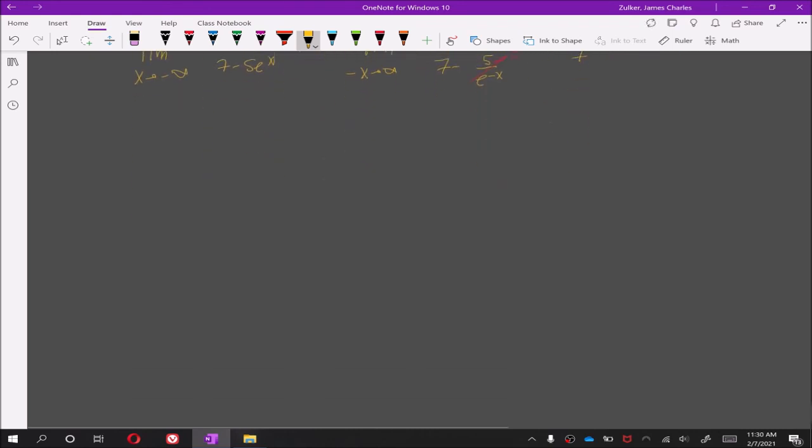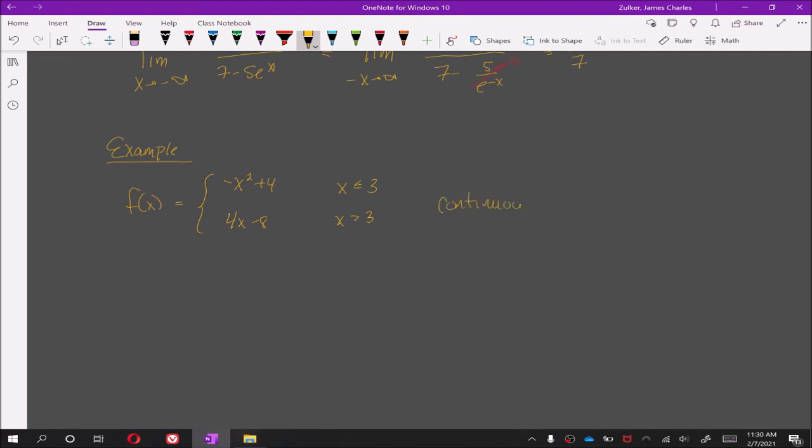And we've got just one final example. We have the function f of x is equal to negative x squared plus 4, x less than or equal to 3, 4x minus 8, x greater than 3, and we want to determine if this is continuous at x equals 3.